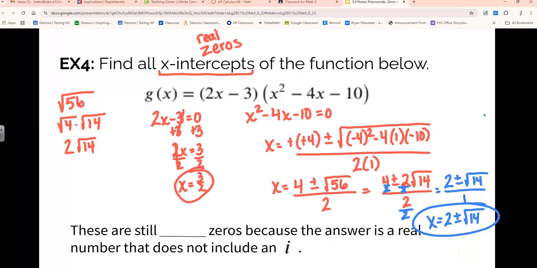These are still real zeros. They are not imaginary zeros. They are ugly real zeros, but they're still real zeros because we can graph them and see where they cross. Sometimes we have imaginary zeros, and we're going to need to know what to do with that. And imaginary zeros, we cannot use Desmos for, because imaginary zeros don't show up on the graph. So that's what we're headed to next.